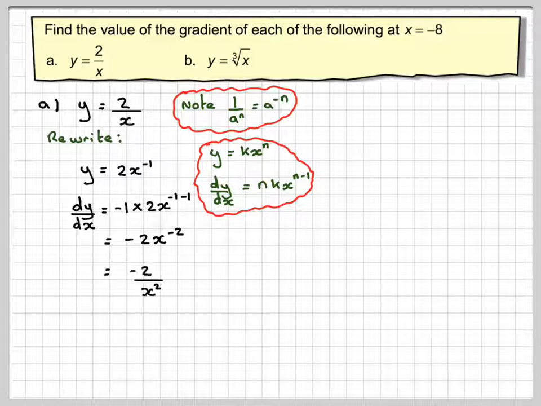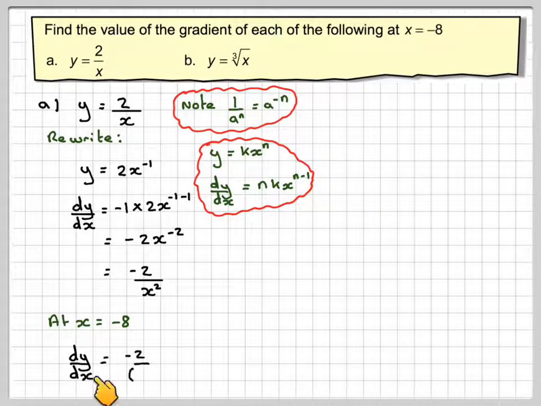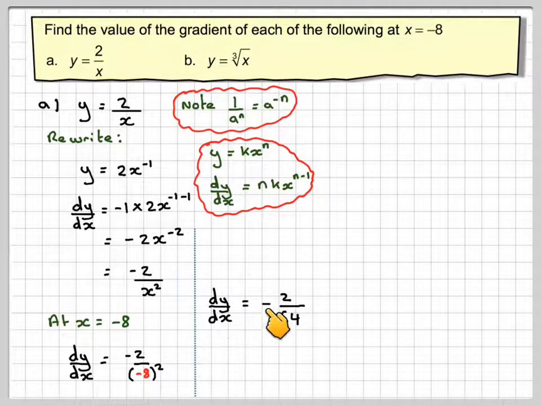So rewriting that, that becomes minus 2 over x squared. So you do need to know your rules of indices. Right, when x is equal to minus 8, we put that in here. So this is our gradient function. We're going to have that dy by dx is minus 2 over minus 8 squared. Minus 8 squared is plus 64, but we still have that minus sign at the front. And minus 2 over 64 gives me minus 1 over 32.